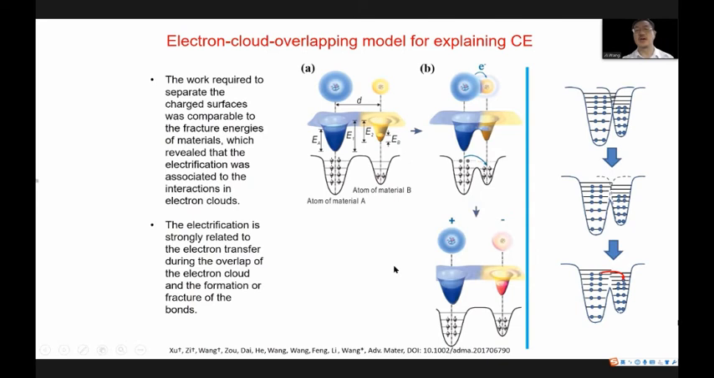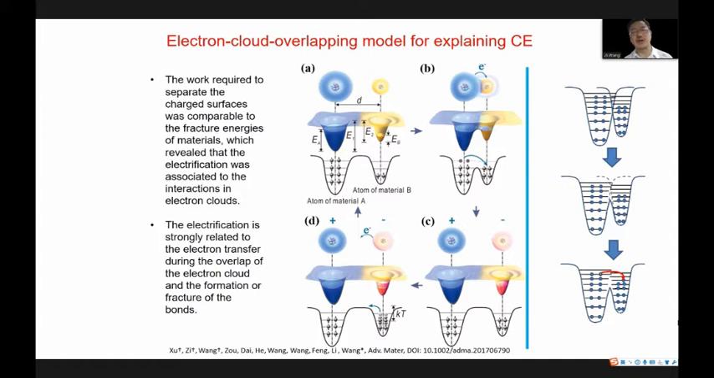And this is the case we have observed from many materials. This kind of transition, we have studied a lot in this regard. I am just telling you briefly because of the time limitation.